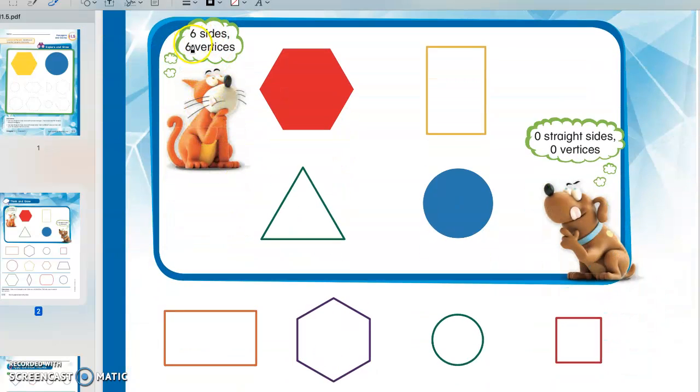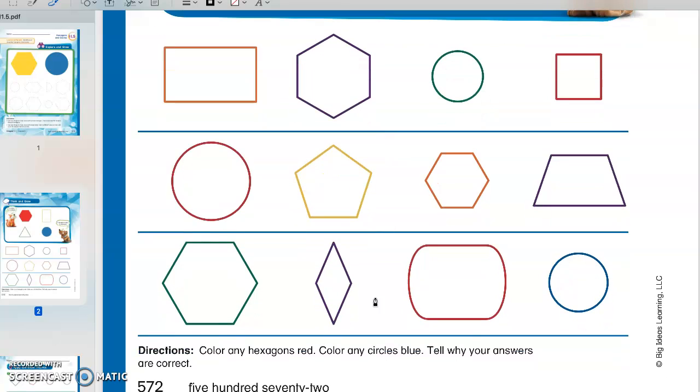Right here it reviews. A hexagon is 6 sides and 6 vertices, and a circle is 0 straight sides and 0 vertices. Let's review what these shapes are really quickly. What's this one? If you said triangle, you're correct. And what's this one? If you said rectangle, then you are correct.